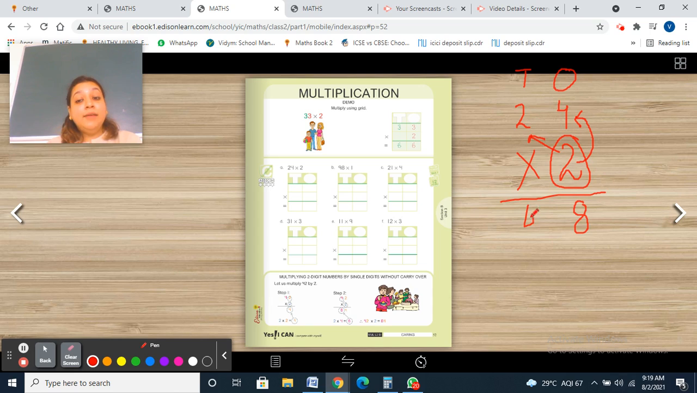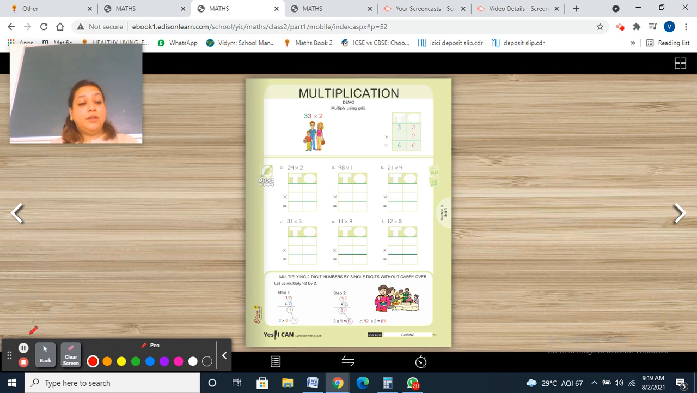So 2 ones are 2, 2 twos are 4, and this 4 will come in tens. Why? Because this 2 is multiplying with tens, so the answer will come in tens. When you're multiplying 2 with ones, your answer will come in ones. If you're multiplying 2 with tens, your answer will come in tens. So you always start your multiplication from ones place value. Getting this point? Okay. So your answer will be 48.